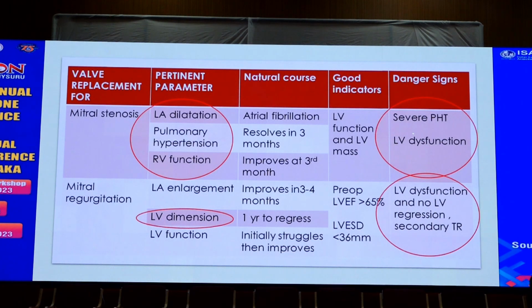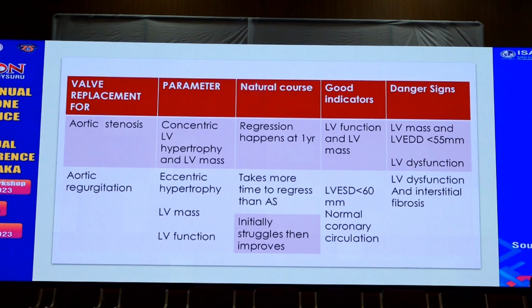For mitral stenosis, it's severe pulmonary hypertension if it persists even after valve replacement. For mitral regurgitation, the LV dimension remains the same and the LV dysfunction persists. For aortic stenosis, there will be concentric LV hypertrophy, and for aortic regurgitation, we will have eccentric hypertrophy. If these changes still persist, they prompt us and become a warning sign for further evaluation, and that we are handling a dangerous patient.